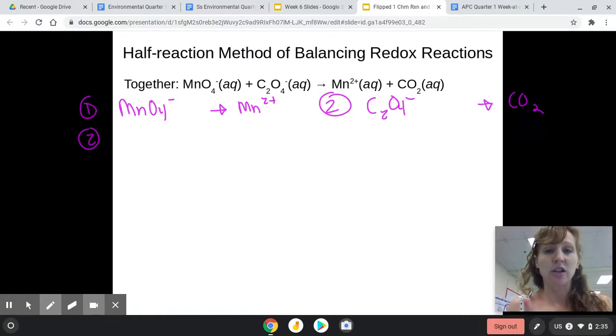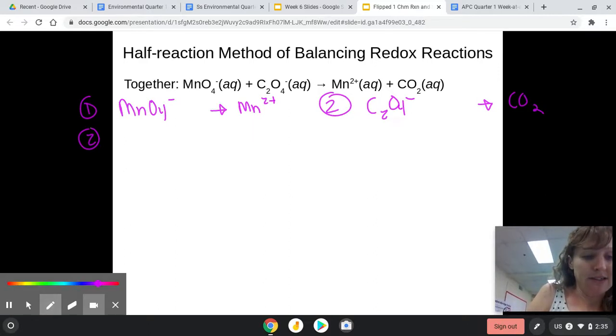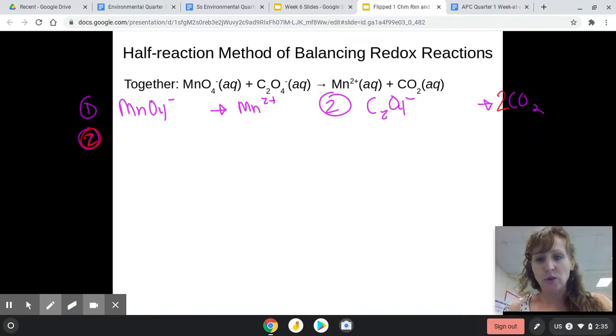Now step 2, I want to balance every element that's not oxygen or hydrogen. So manganates are balanced, oxygen's not, but I'm ignoring oxygens and hydrogens for now. Carbon is not balanced. Okay, so in step 2, I'm going to go ahead and balance my carbon, 2 and 2. Again, oxygens and hydrogens may not be balanced, and that's okay.